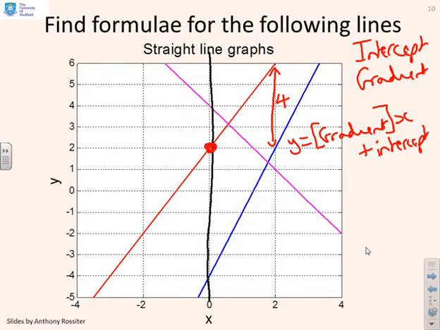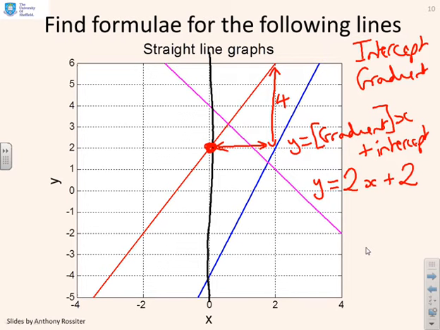Now there I've demonstrated a very simple mistake that you could make if you're not careful. So be very careful, mark these double arrows and say how far has it actually gone up. So from 2 to 6 it's gone up by 4, it's gone along by 2, and so the gradient is 2. So here we've got y equals 2x plus 2. So there's the formula, okay, for the red line.